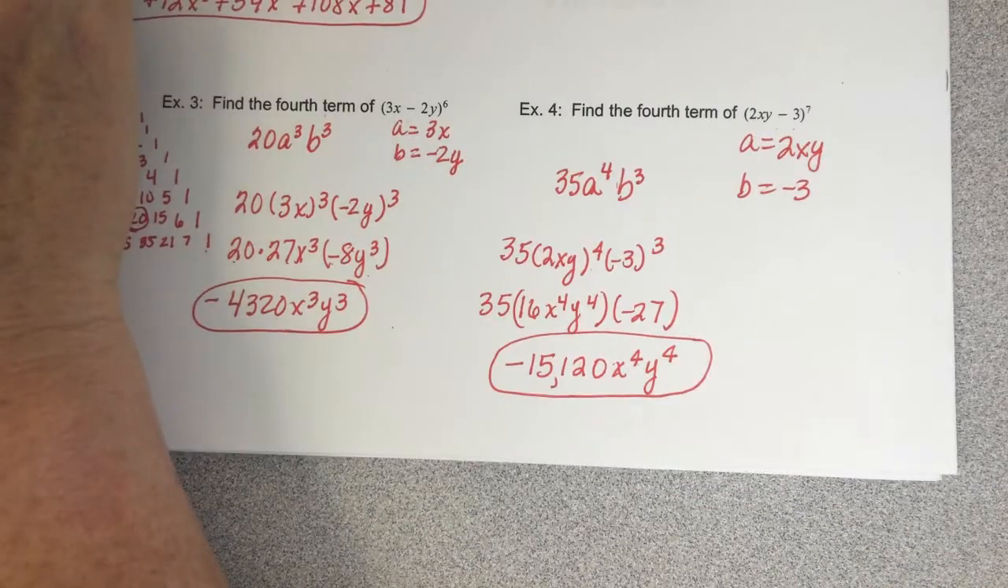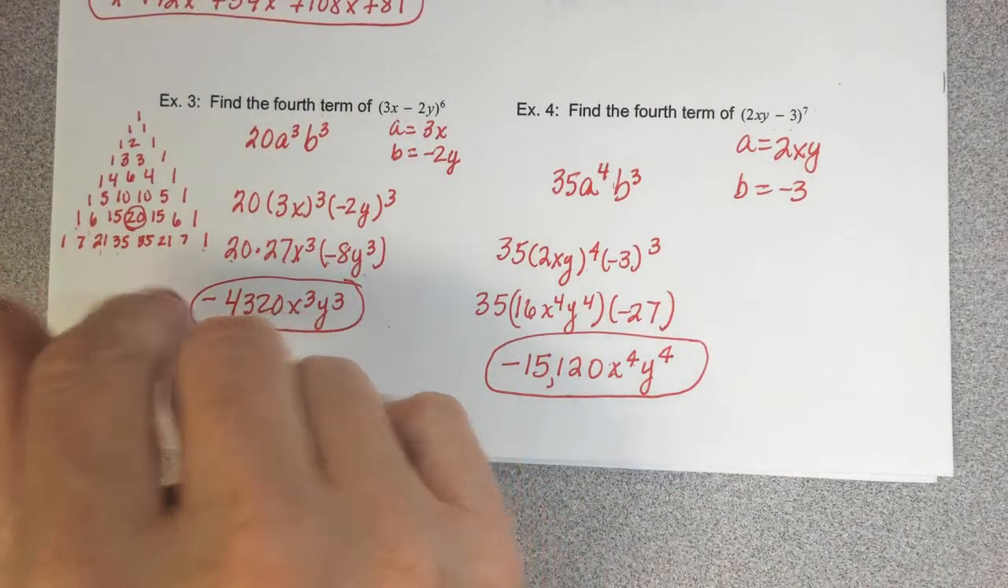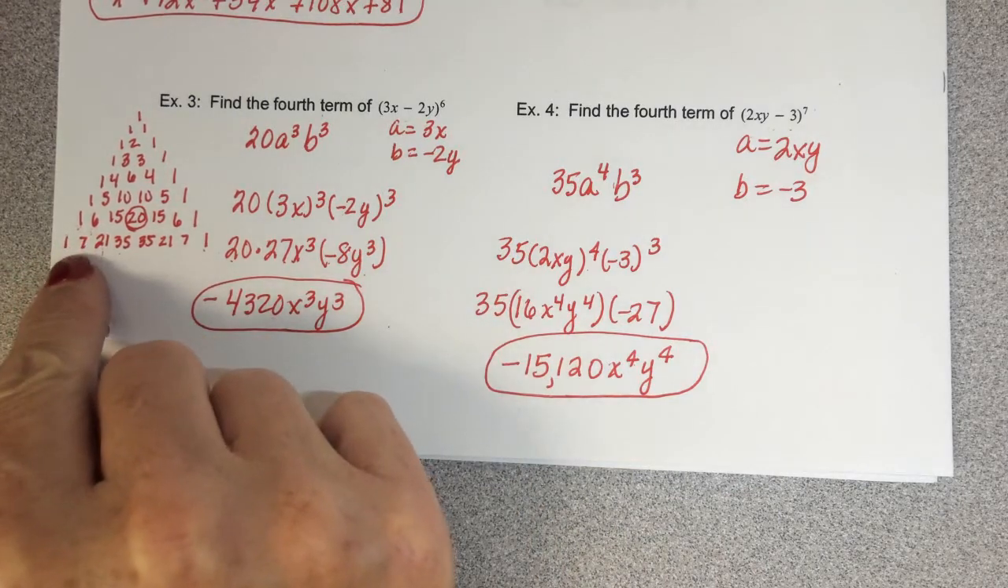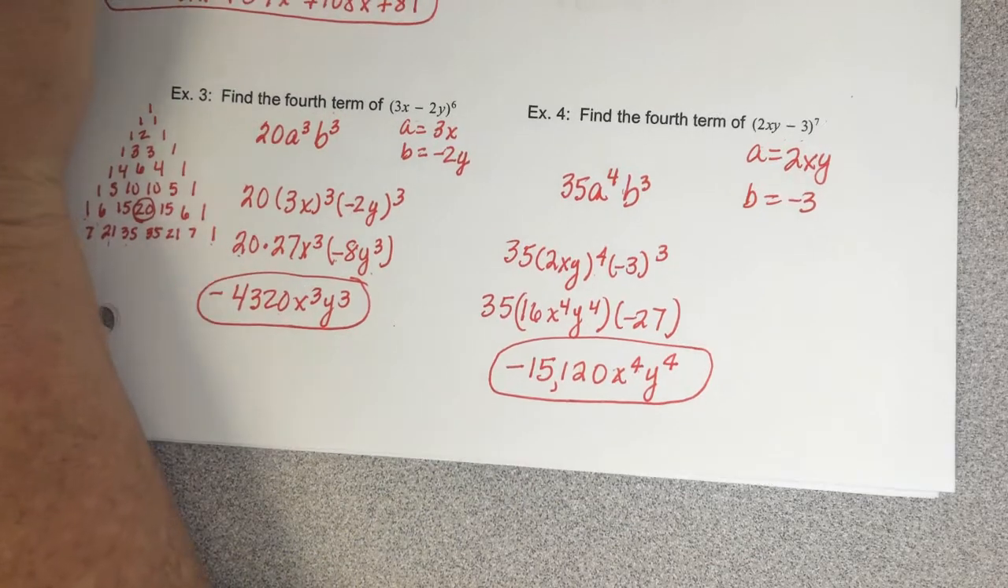Okay? Any questions? You feel like you could find as many rows of this as necessary? You just bring down the one and then you start adding, go down. All right.